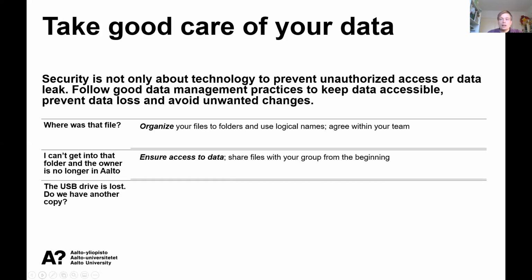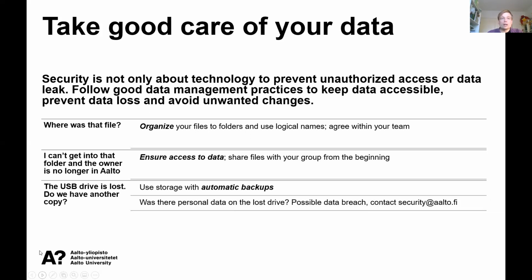And what if you have data on a USB drive and it's lost? Do you have another copy? You might lose the data then. You also know the location very well, it's on my USB drive, with me, so it's easy to think, okay, it's safe. Yeah, it might be, but you have to carry it somewhere, and it can get lost or something can happen. So having storage with automatic backups is a good thing to help with this.